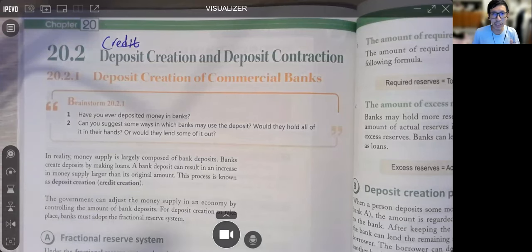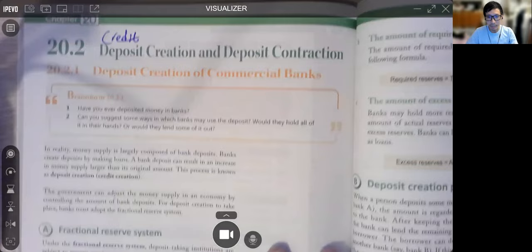Okay, the first video we will talk about the theory, the process behind, and the second video we will focus on the calculation. Okay, we'll do the calculation there. The calculation of credit creation or credit contraction. Okay, alright. Now here you see.